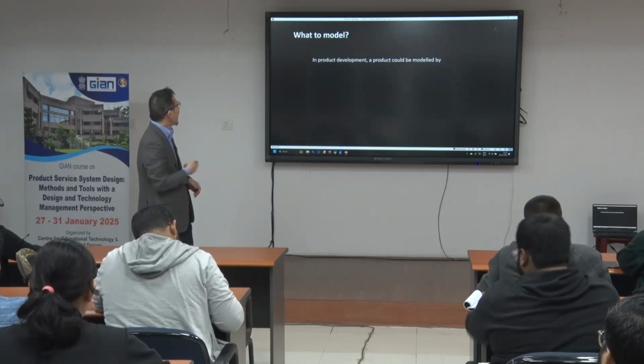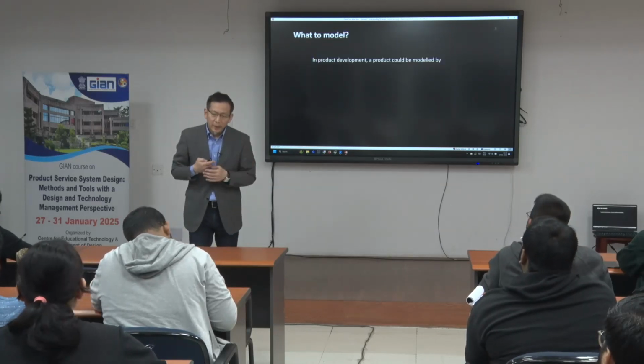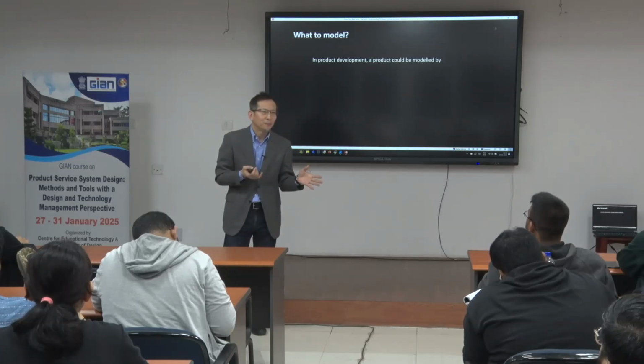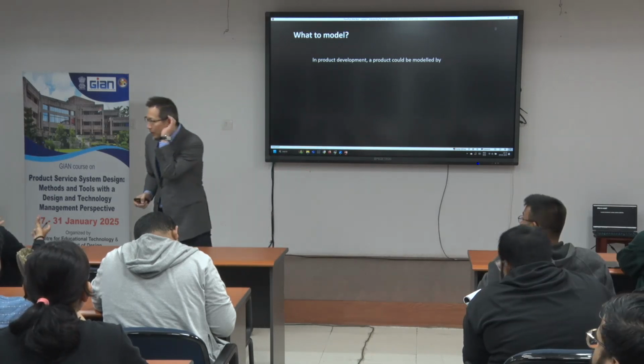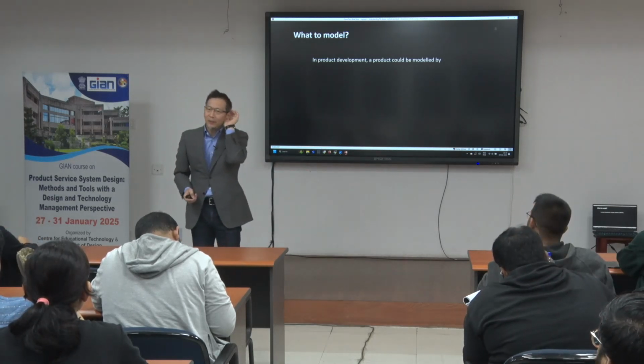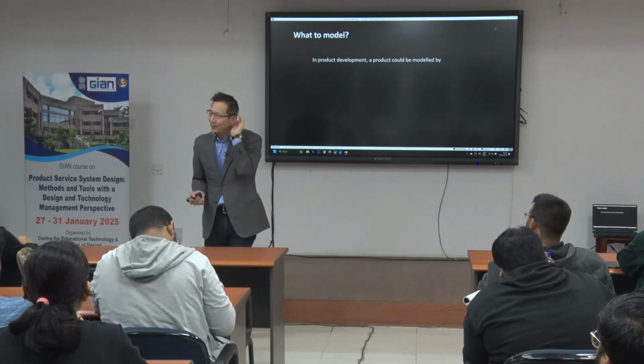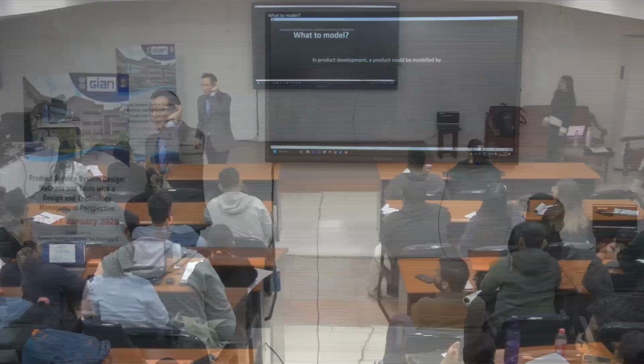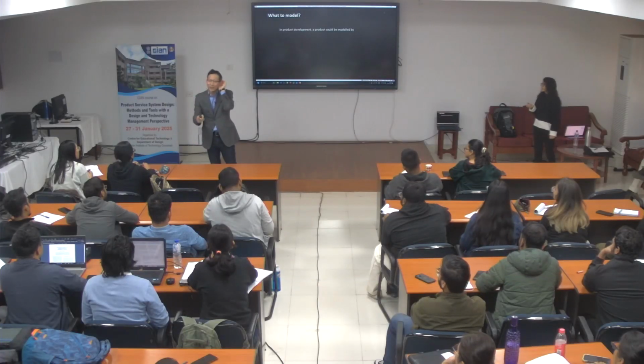Okay, so now let's start with what to model, what to describe. One question, first of all, to everyone. In product development, product design, what is usually modeled? What is usually described? The physical object. Yes, the physical object with what parameters? Design parameters. More concretely speaking? Dimensions, that's one. Yes, good answer.